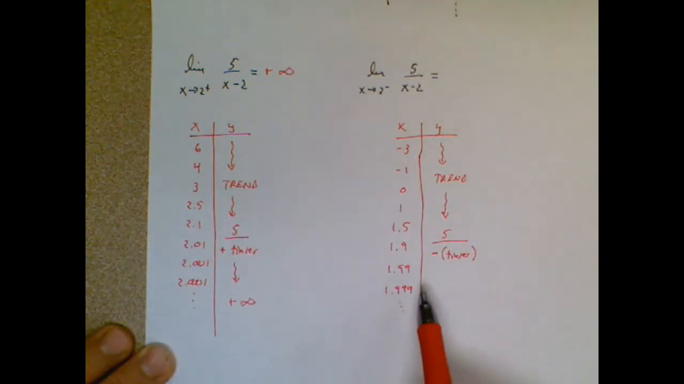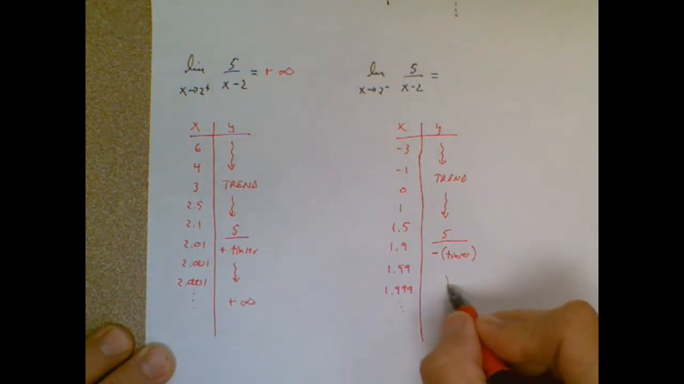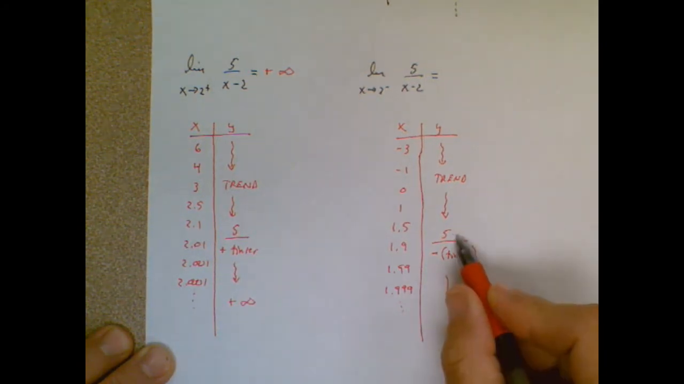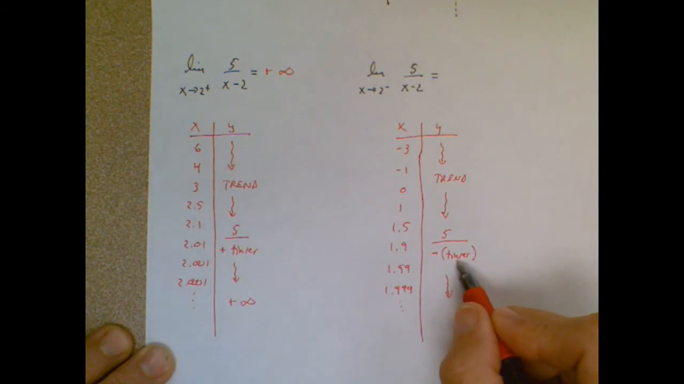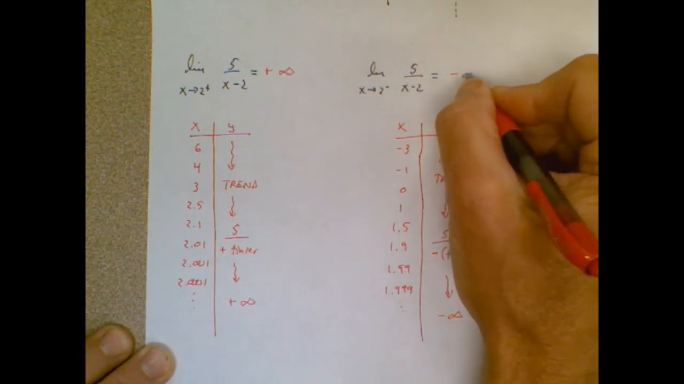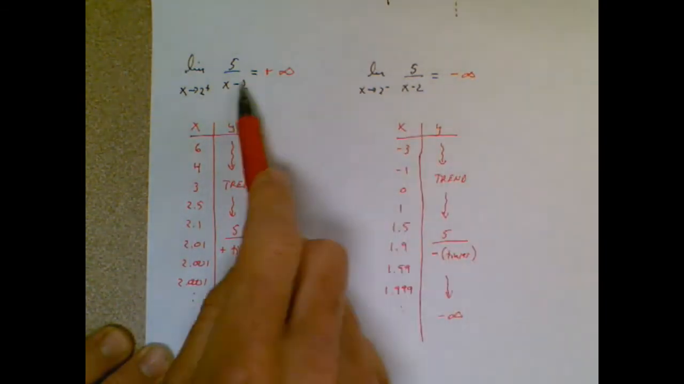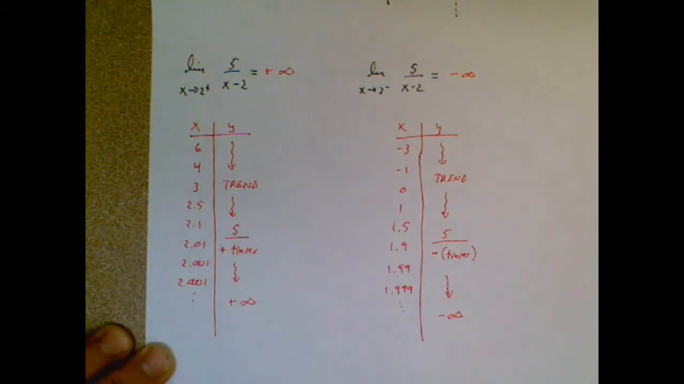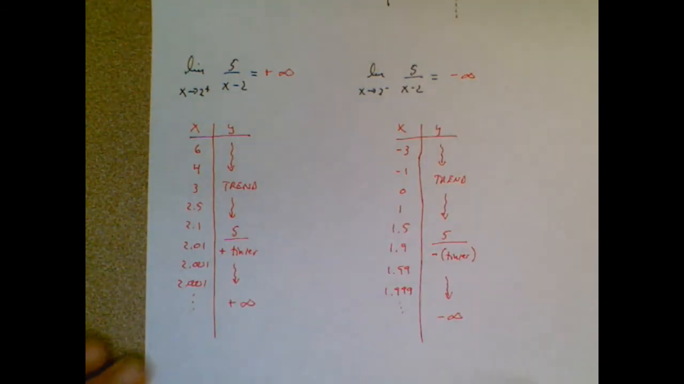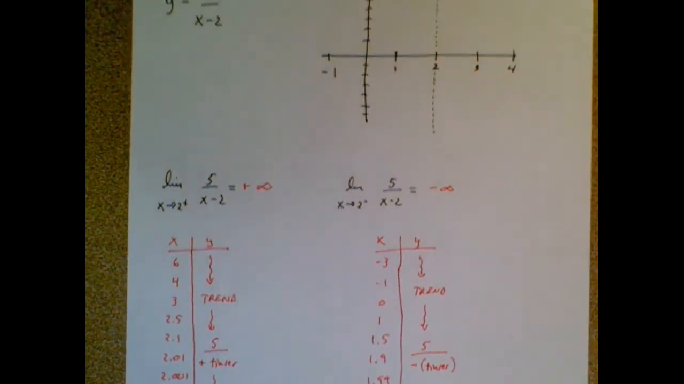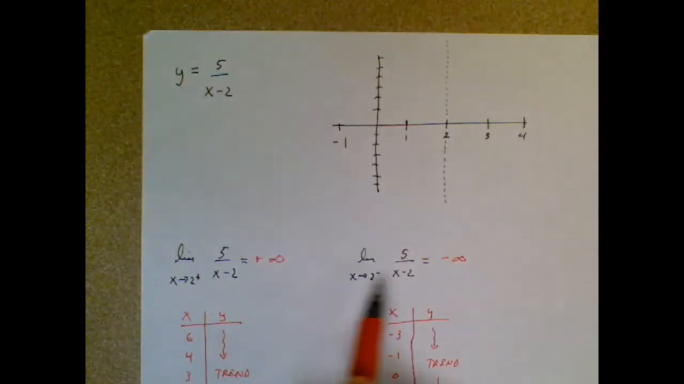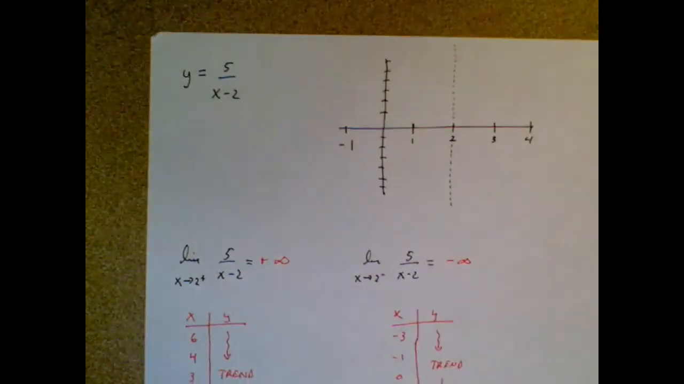Similar thinking, if you need to pause it to think about it, go ahead. But over here, I'm heading to a 5 divided by something that's negative but smaller and smaller and smaller. That would be a negative infinity. So these are two fairly straightforward limits, or at least they will be by the time that you're done with your limit chapter. And so now I'm going to put this into action up here.